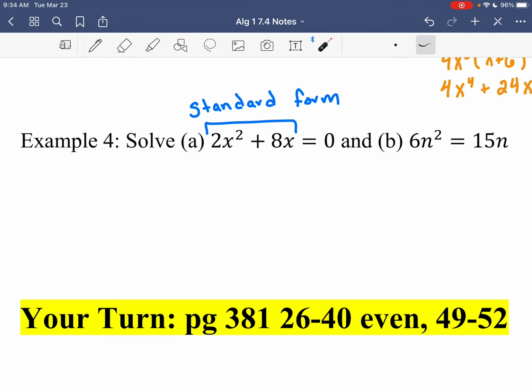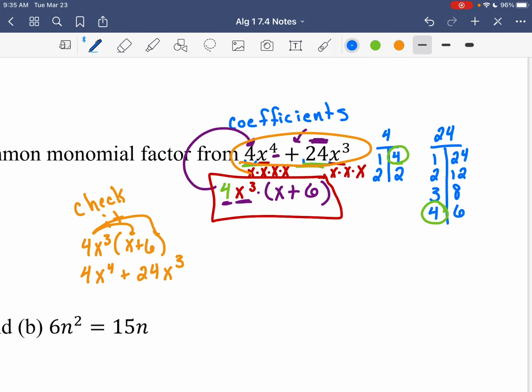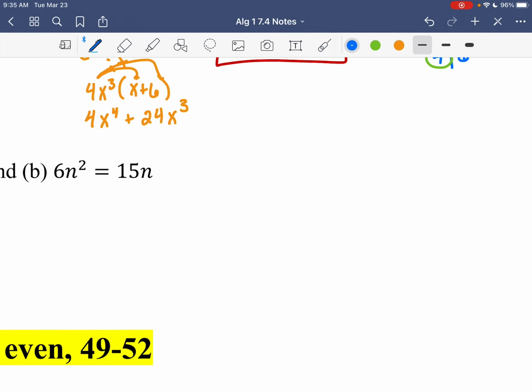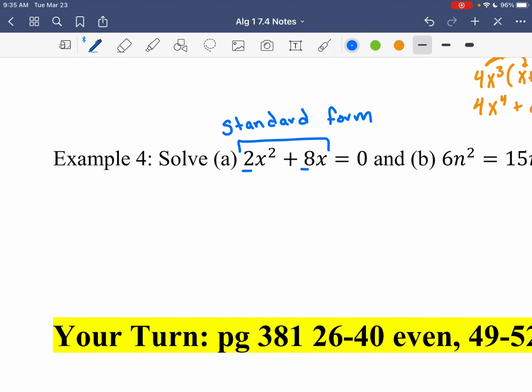So we're going to look here at my two monomials. There's 2x squared. Here's the other one, 8x. We want to find the greatest common factor. So first look at the coefficients, 2 and 8. What's the biggest number that goes into both 2 and 8? We can list our factors out if we need them, like we did over here. But since 2 goes into 8, I know it's 2.